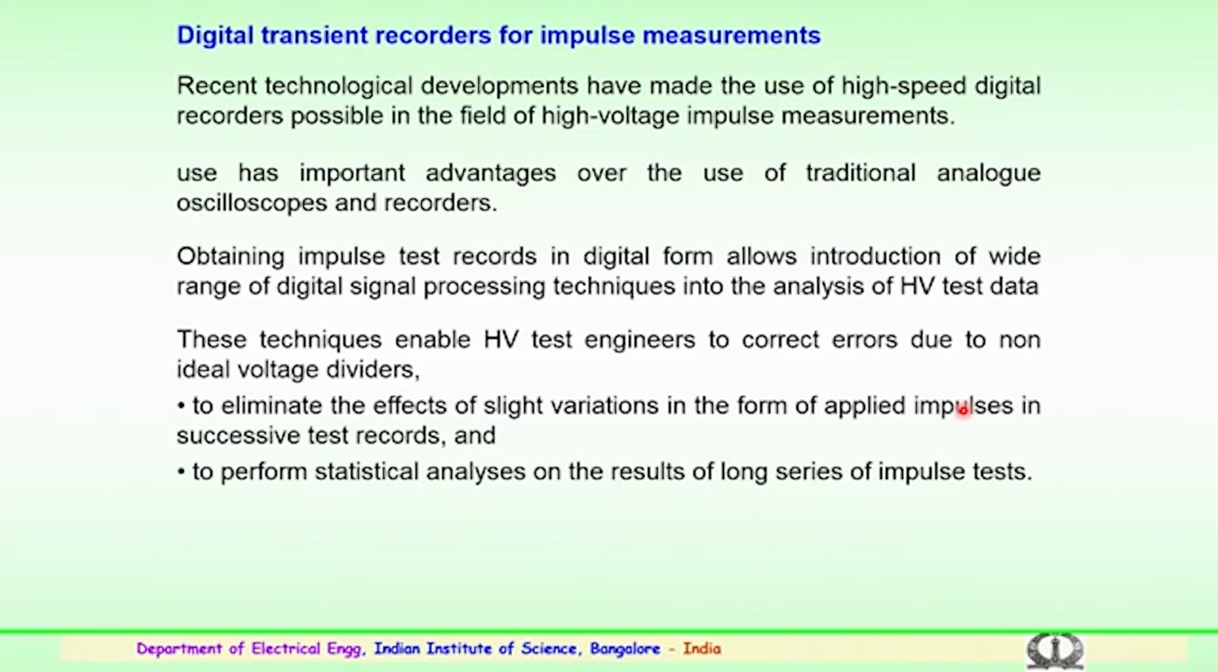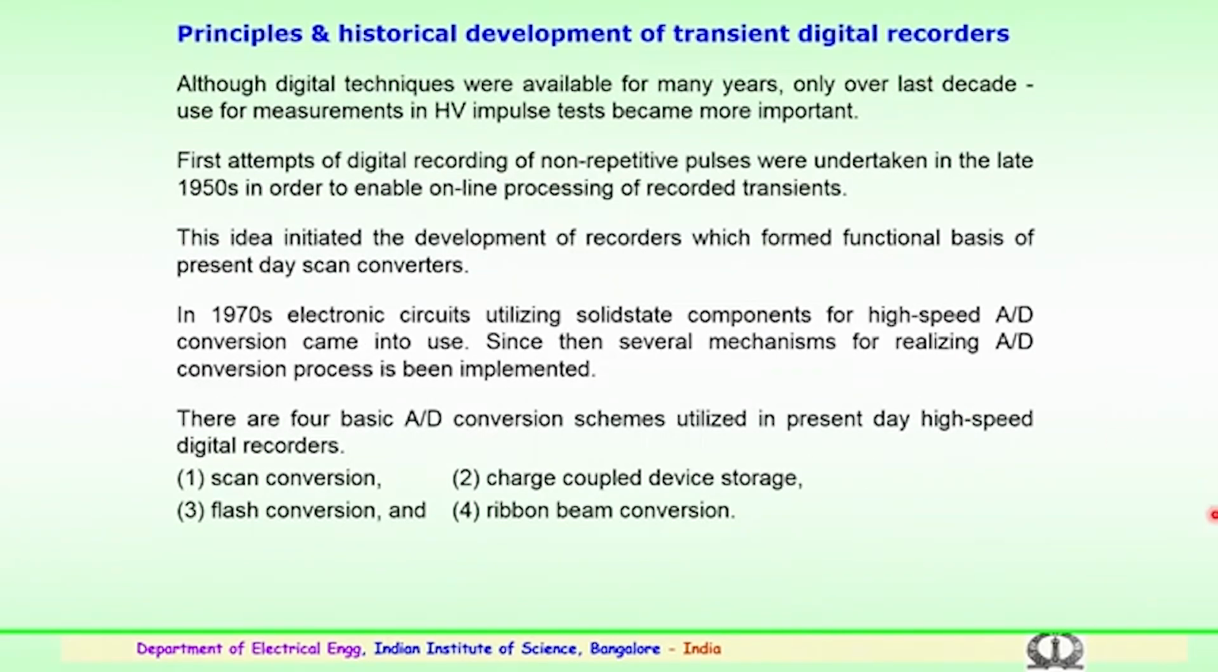These digital transient recorder techniques enable high voltage test engineers to make suitable corrections for errors due to non-ideal voltage dividers, to eliminate the effects of slight variations in the form of applied impulses in successive test records, and also to perform statistical analysis on the results of long series of impulse tests which are conducted.